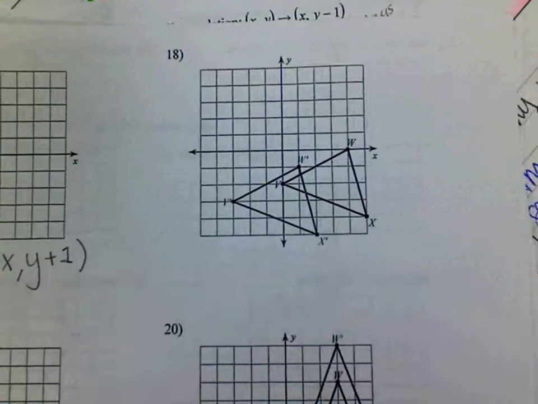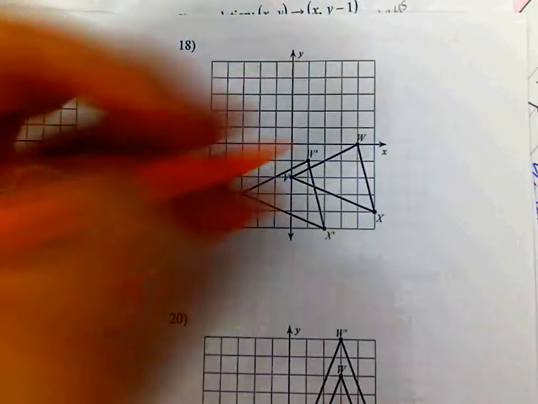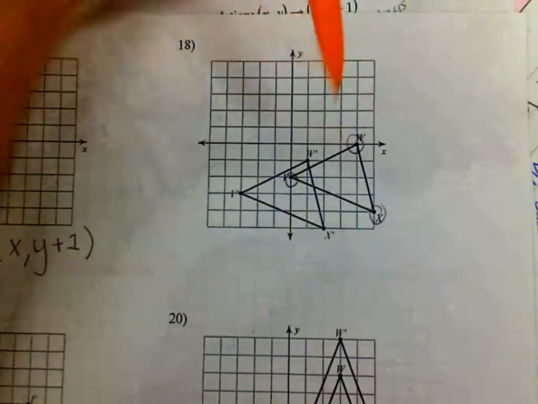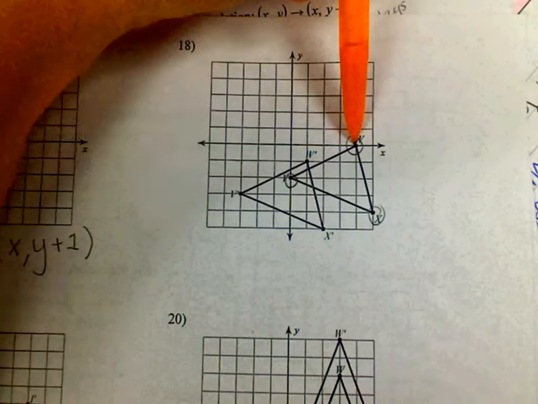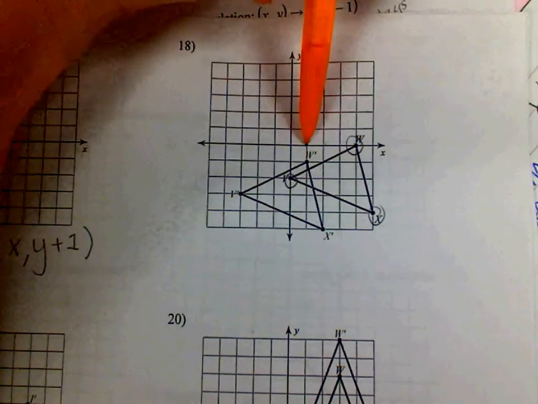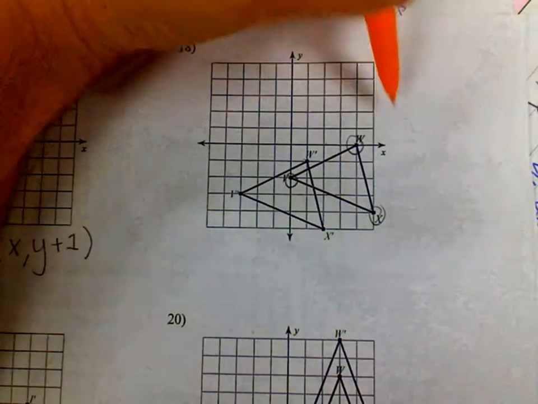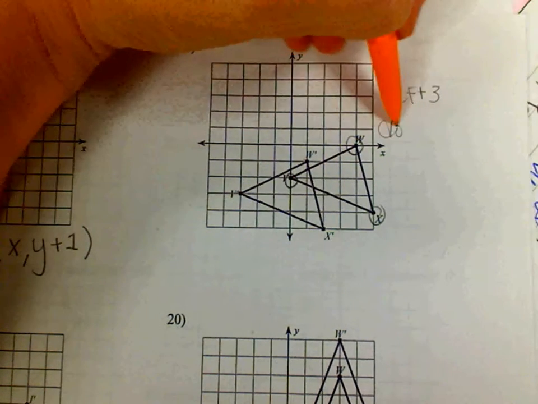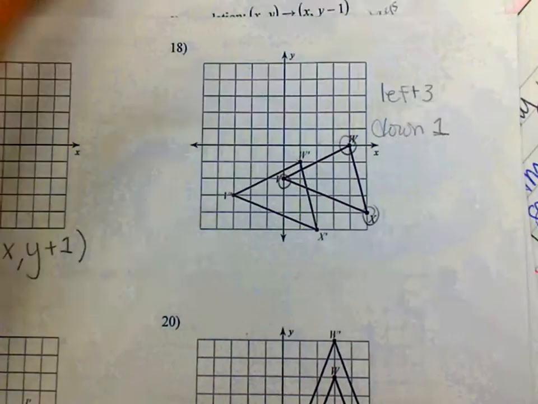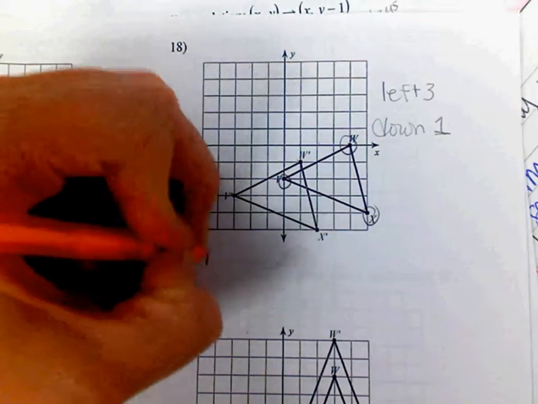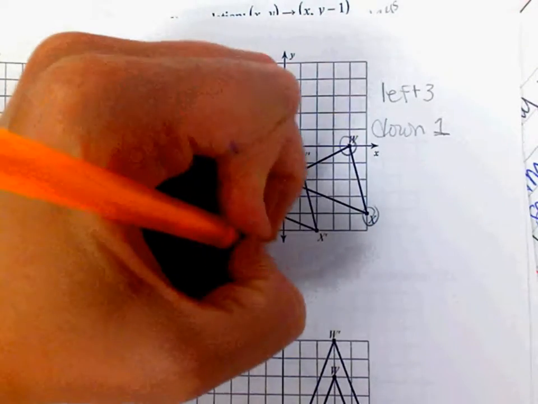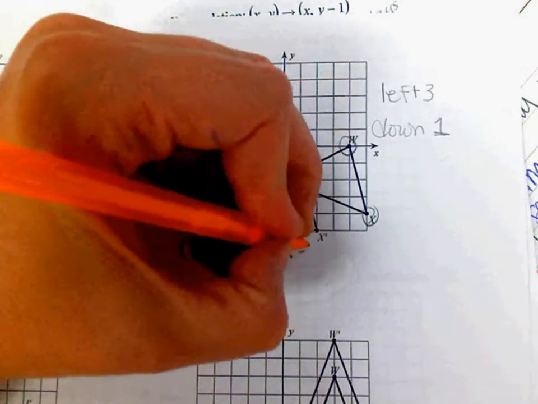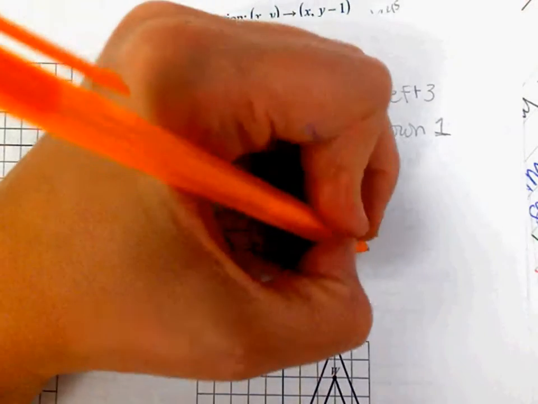Okay, 18. This is our pre-image, the one without the parenthesis, or without the apostrophe. So let's look at W. W went left 3 and down 1. Okay, so let's write our rule. X comma y parentheses arrow. Left 3 is x minus 3. Down 1 is y minus 1.